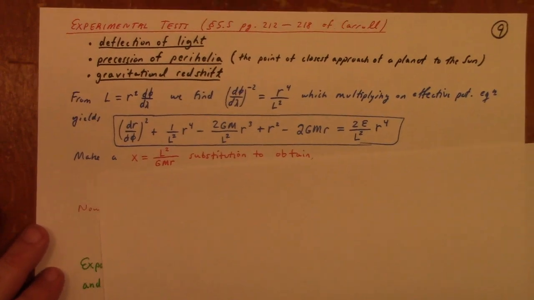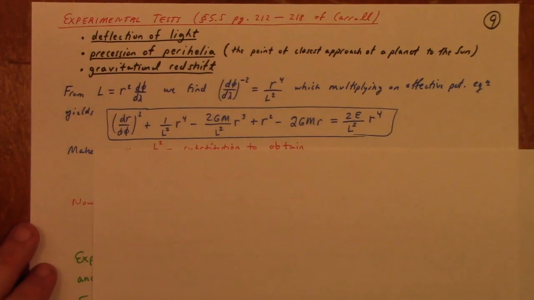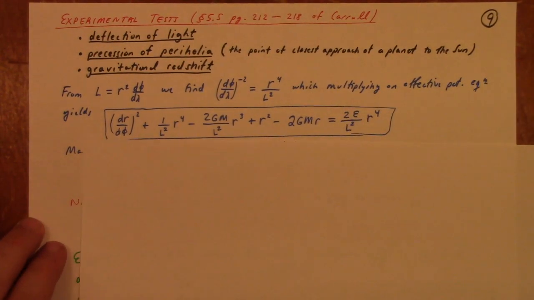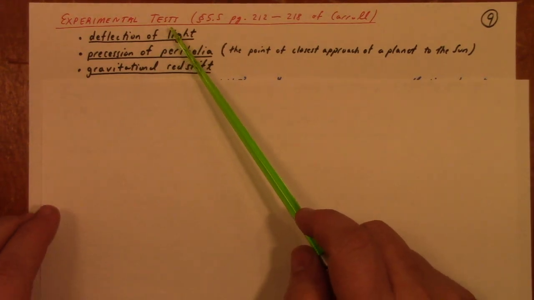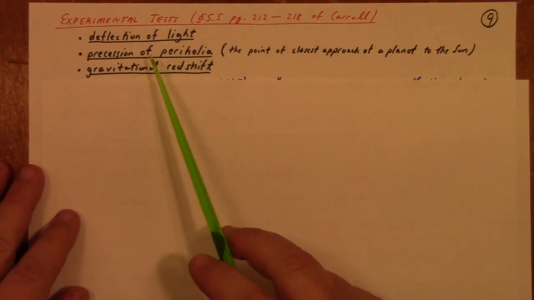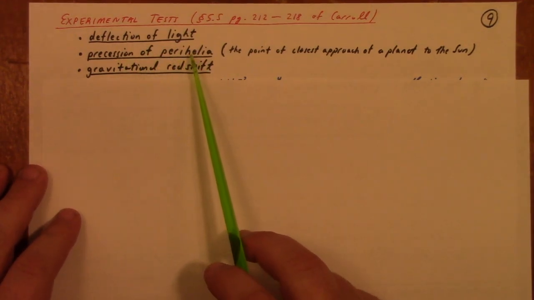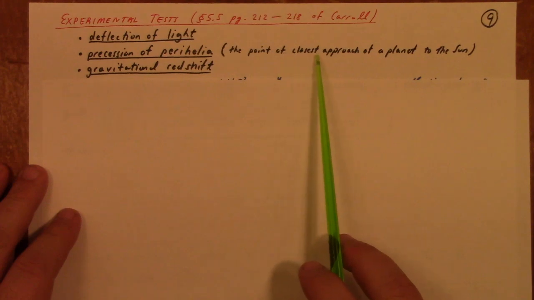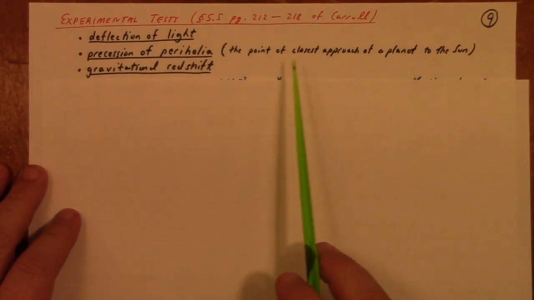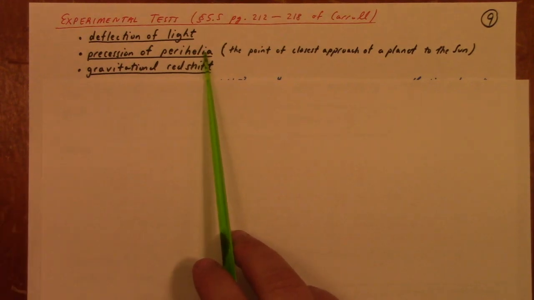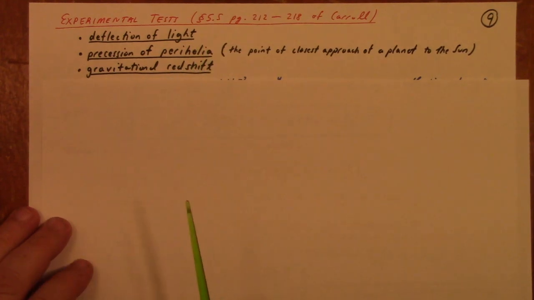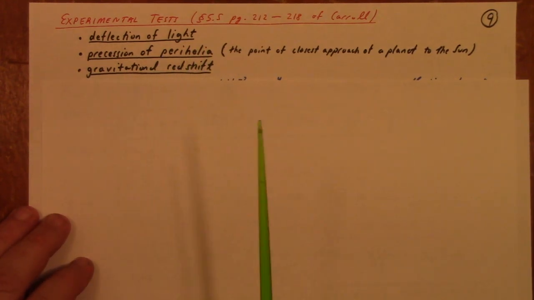That picture there. All right, so what are some experimental tests of general relativity? Well, here's some big ones. General relativity says that light should be deflected. It says that there's a particular precession of perihelia. Again, that's the point of closest approach of a planet to the sun. There are other words for like the moon and other things. So he has the words in Carroll there. And then there's something called gravitational redshift.